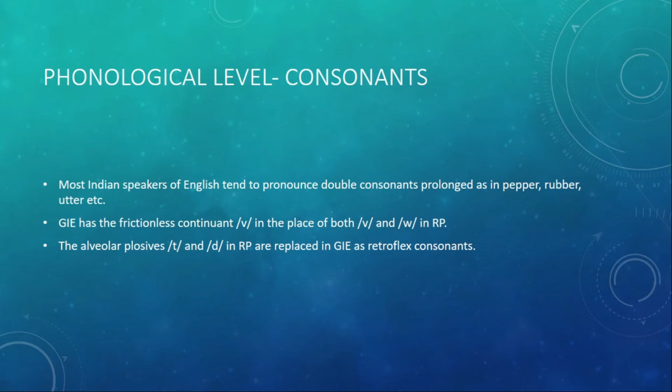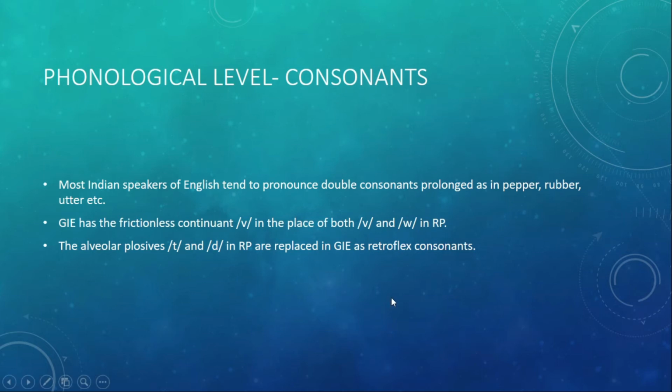But in Indian languages, we do use double consonants. Like in Malayalam, we call our mother Amma. So there is a double consonant there. So we relate to the second language, English, using this principle, which is already in our mind. So we would end up uttering these words, pepper, rubber, utter, with prolonged consonants. Actually, it should be pepper, rubber, utter. You should not prolong double consonants.